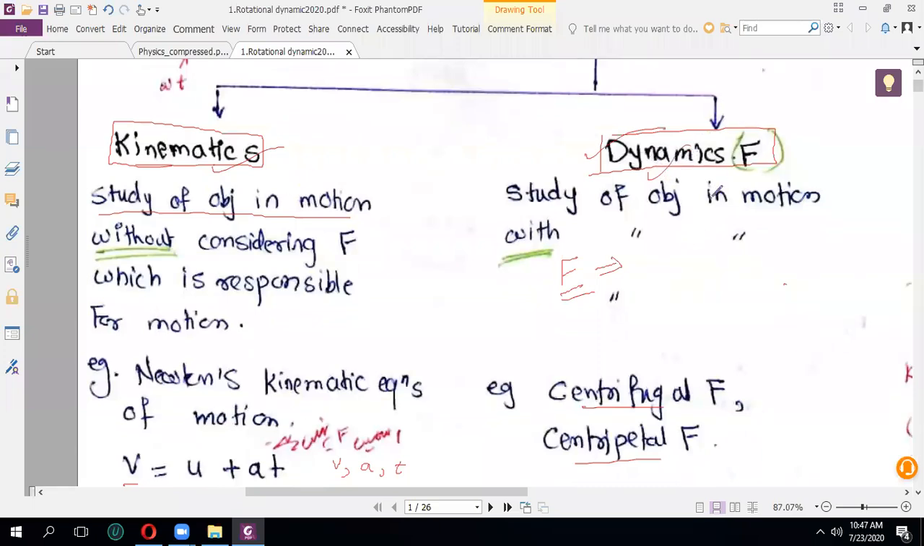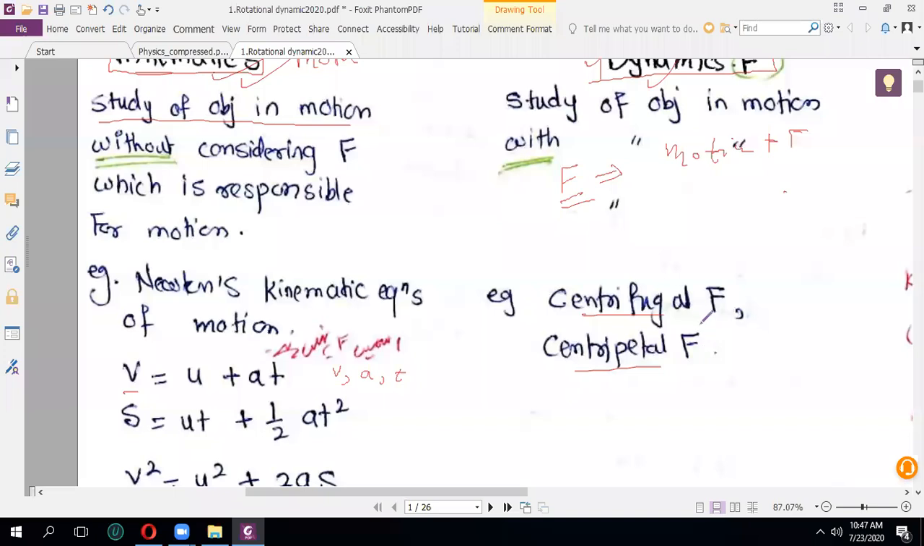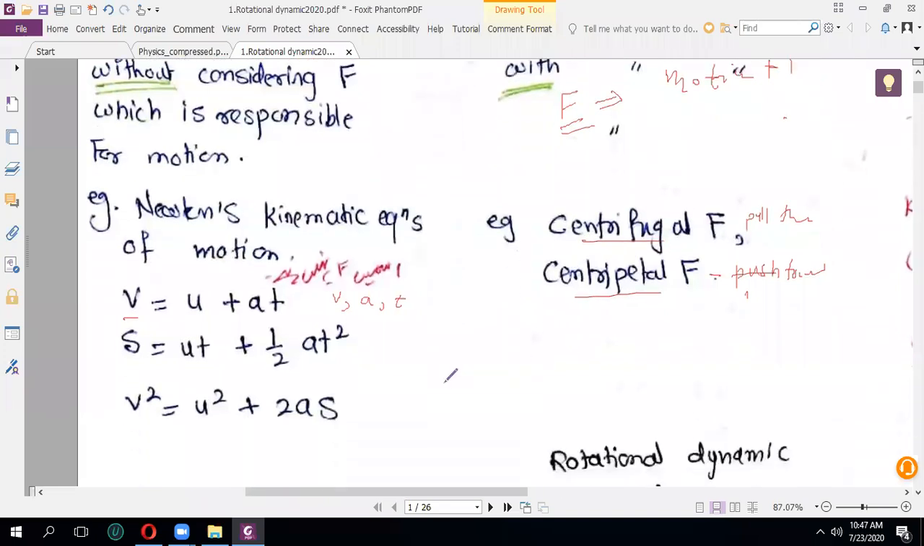So I know you understand the difference. Here we will only study the motion. Here we study the motion plus force. Correct? For example, centripetal force and centrifugal force. Centripetal force is the force which pushes the object toward the center. Centrifugal force is the force which pushes or pulls the object. We will study centripetal and centrifugal force later.